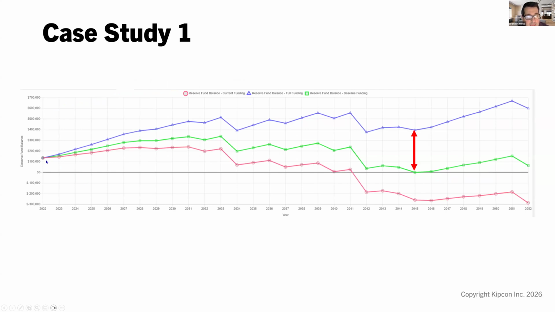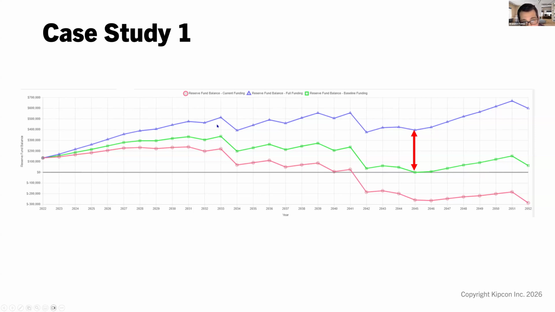This is the same graph, but essentially we've now imported in full funding recommendations and baseline funding recommendations. So you can see the green in the middle is baseline funding. What baseline funding does is it allows the fund balance to drop to 0 in one of the corresponding 30 years. So you can see that in 2045 here, we do drop to 0, but essentially, as per the New Jersey legislation, this green line funding would be acceptable.